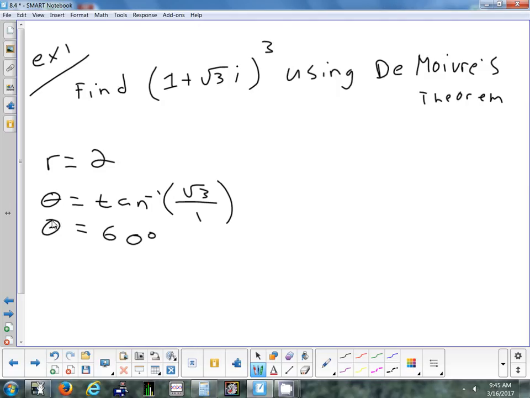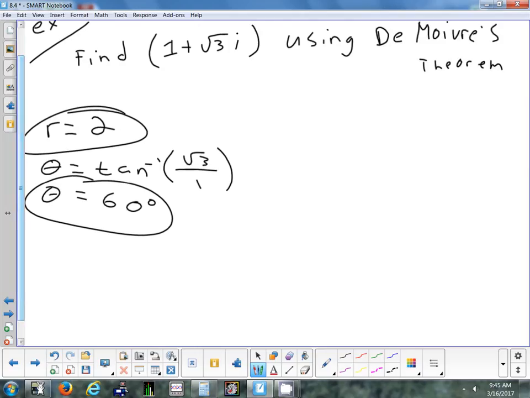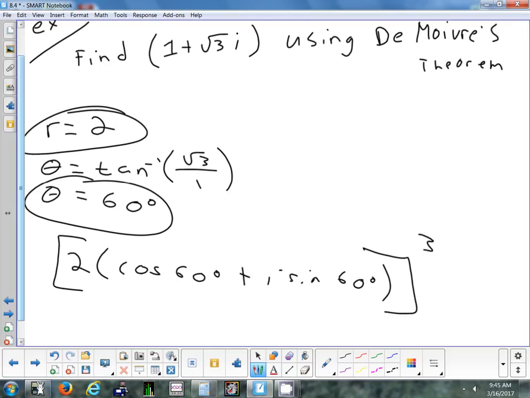Now the arithmetic I'm going to have to do is with numbers that don't have any decimals, so it should be relatively easy to do in my head. Whereas cubing this in my head, trying to multiply 3 sets of parentheses, would be hard for me to do. But not this one. So now I've got 2 times cosine 60 plus i sine 60, and we're going to cube that.